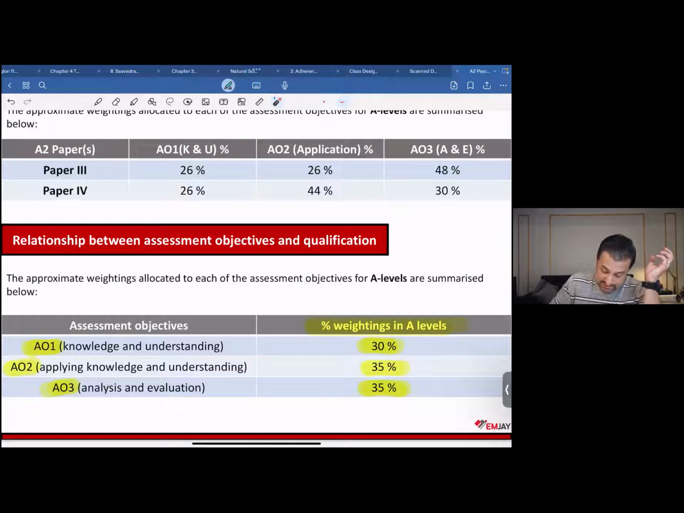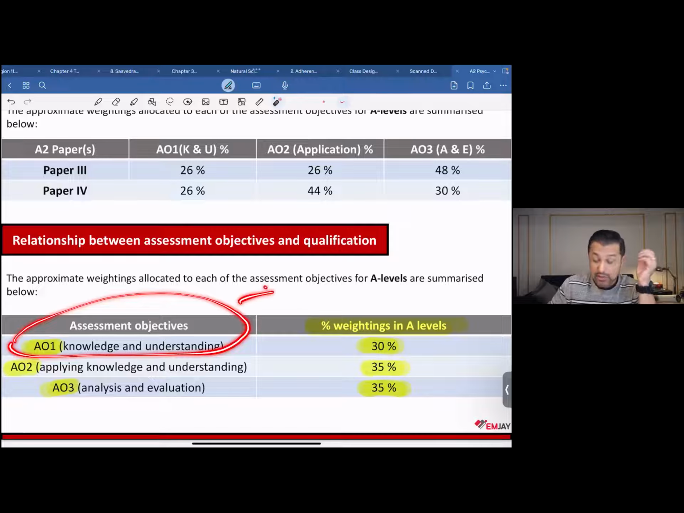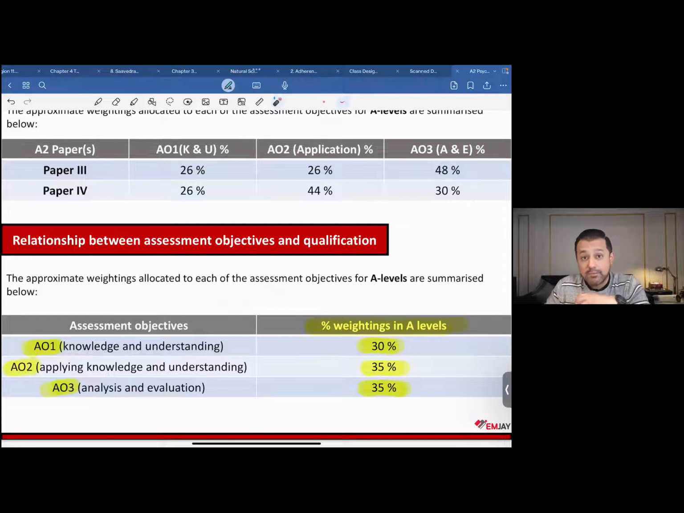Now, just in case, an additional point that I'd like to bring in, knowledge understanding over here is, there are so many kids who will be like, oh, I've learned the chapter. If you've just learned the content of the chapter, you're actually relying on knowledge and understanding. And you do see how knowledge and understanding, I wouldn't say is not important. It is important, but it is just worth 30% marks.